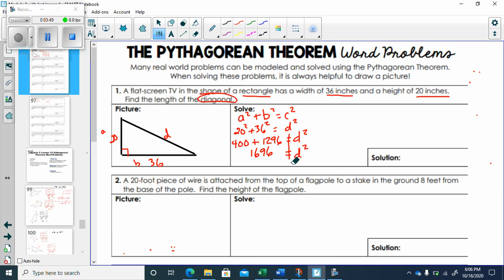Okay? Now, here's the thing. We don't want d squared, we want d. So let's take the square root of d squared. Okay. And d is equal to the square root of 1,696. Second function, square root, 1,696. And that's going to equal 41.2. Okay. So the solution is that it's 41.2 inches. Simple enough. We're looking at inches, 41.2 inches. Okay. Now, does that make sense? That would be the long side, 41.2. I got 20 and 36. That would make sense.